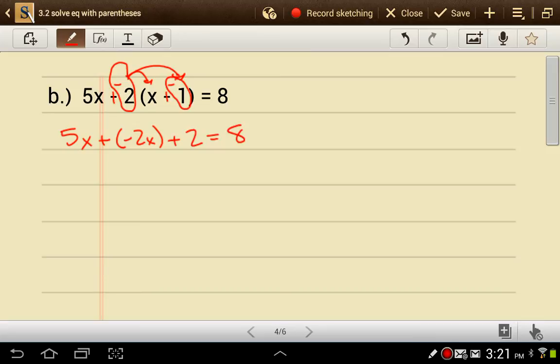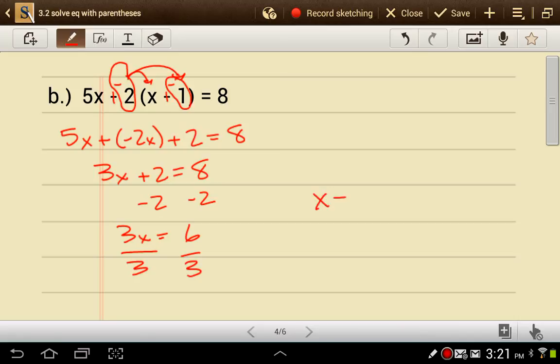Now I have to do the combine like terms step. 5x plus negative 2x. Okay, different signs, we subtract them. That's 3x plus 2 equals 8. Now I have a two-step equation. I'm going to subtract 2 from both sides. That's going to give me 3x equals 6. Then I'm going to divide by 3 on both sides. And that's going to give me x equals 2.